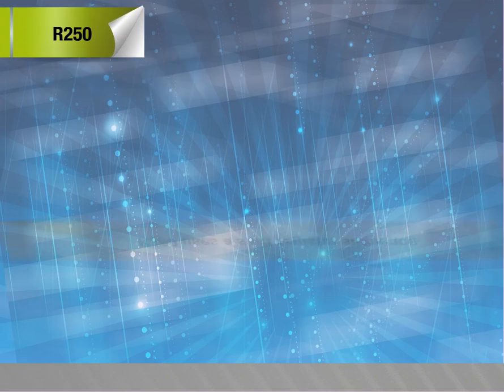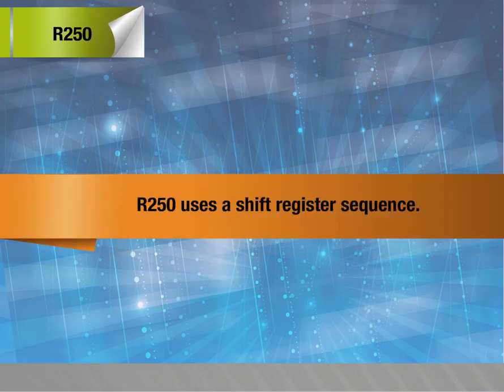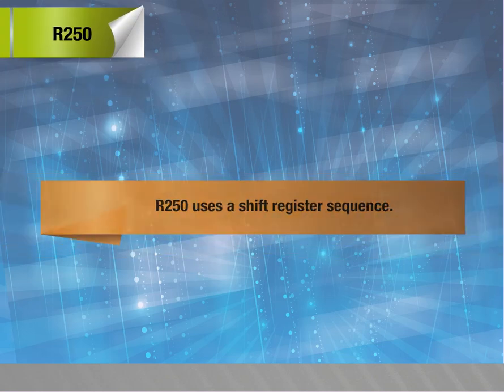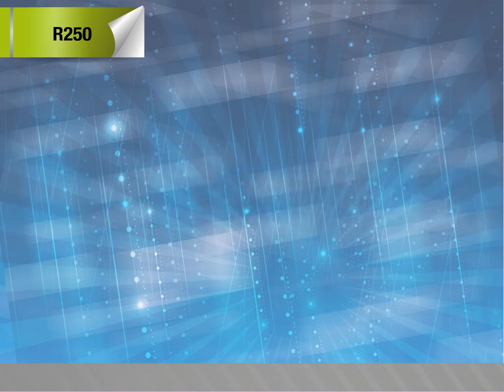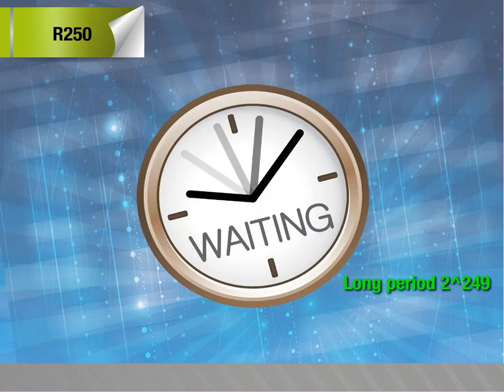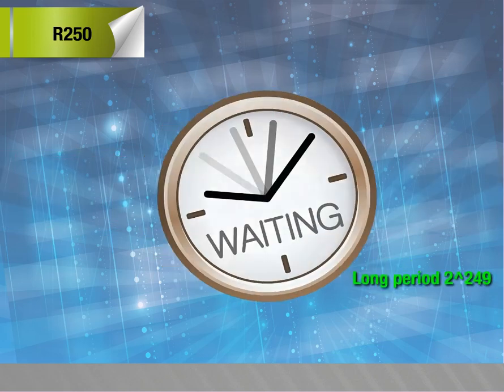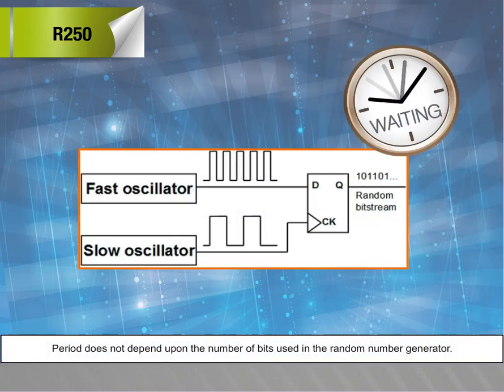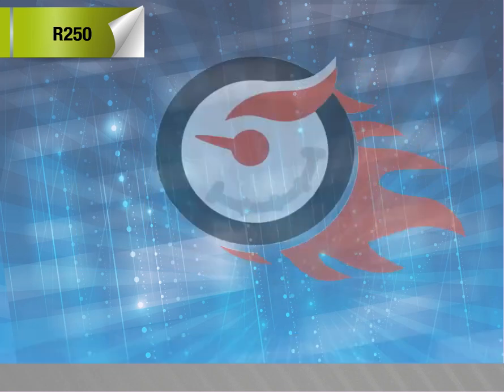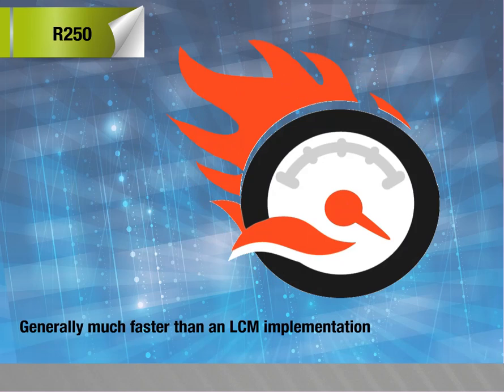R250. R250 uses a shift register sequence. It has several advantages over a linear congruential generator. Long period, 2 to the power 249. The period does not depend upon the number of bits used in the random number generator. Generally much faster than an LCG implementation.